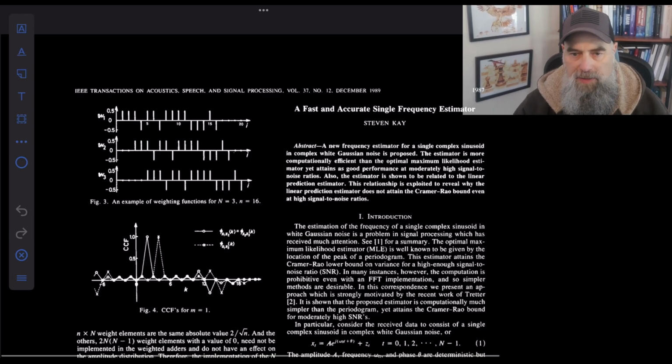Just a few minutes about this paper. Before we dive in, this is a frequency estimation algorithm by Stephen Kay, developed in December of 1989. And I've used it many times in my career for both radar, lidars, calibration, and so on and so forth. And I'm going to hold a lecture about this with some code, examples, and so on and so forth. But for now, let's go over this paper pretty quick.